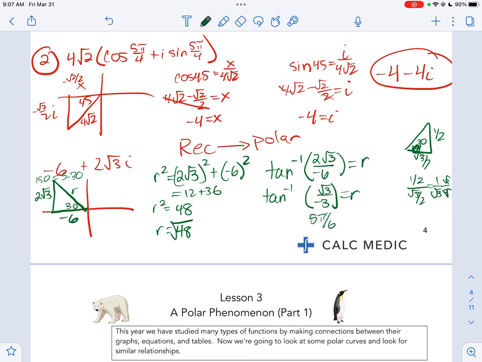So now just to write it in the complex form: square root of 48 times the cosine of 5 pi over 6 plus i the sine of 5 pi over 6.